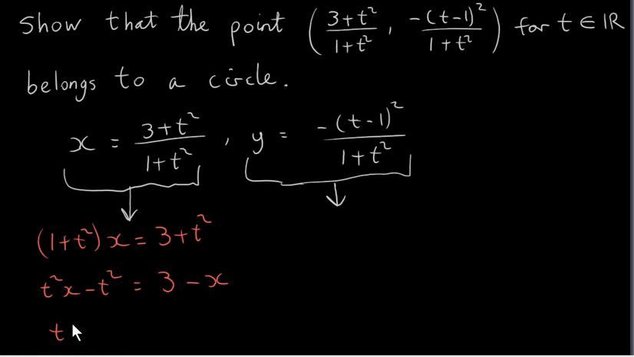So we can take t squared out of this. If we take t squared out, we'll have t squared times (x minus 1), and we divide across by x minus 1. So t squared is equal to this, so to get t, we look at the square root of this.